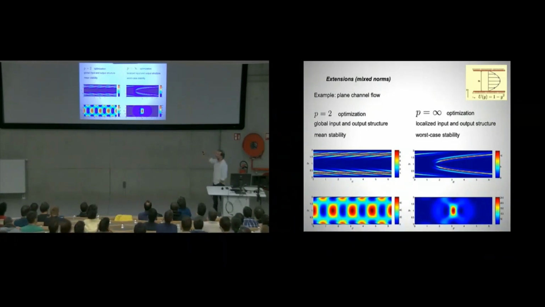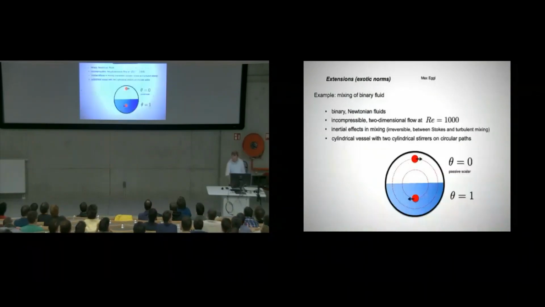Okay, so infinity norm, if that's what you want, there's no way, there's no linear algebra that is linked to an infinity norm. This is another recent work that we've done with Max Egel, my student, as now a postdoc in Princeton. This is mixing of a binary fluid. So we were interested in 2D Petri dish of that sort, and then we have 2 cylinders on circular paths, and they go around, and then they mix up the fluid.